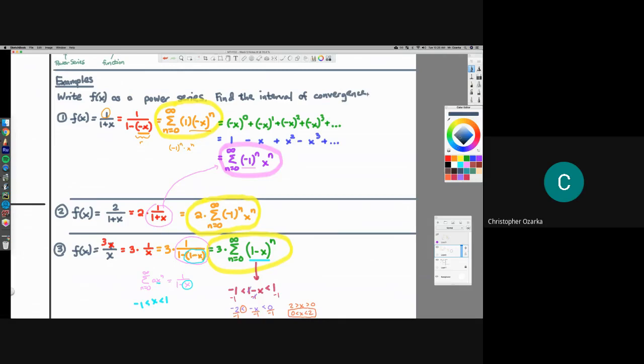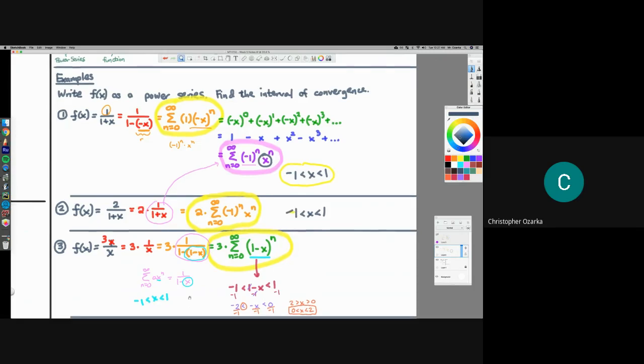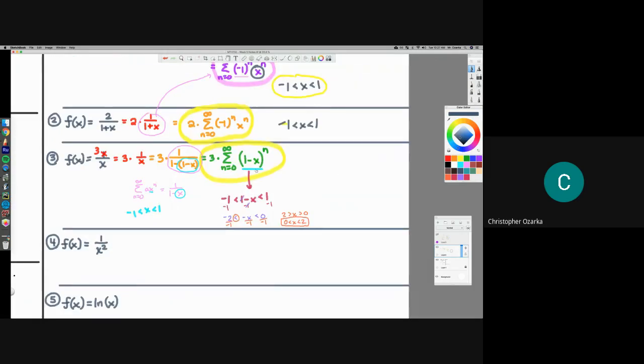To find the interval of convergence, all you have to do is take whatever the base is, set it between -1 and 1, and solve. This one's already solved for, so technically the interval of convergence is right there for this one. This one, same thing. It's between -1 and 1. This one is between 0 and 2 because we went 1 minus x this time, so it had to shift everything.